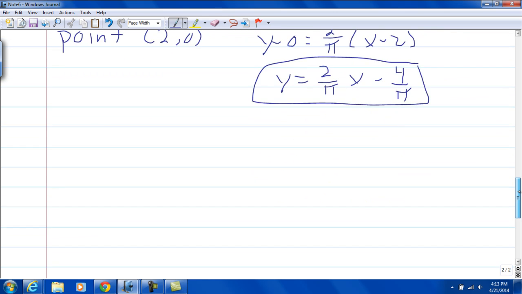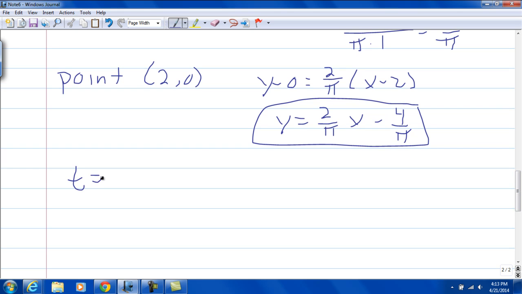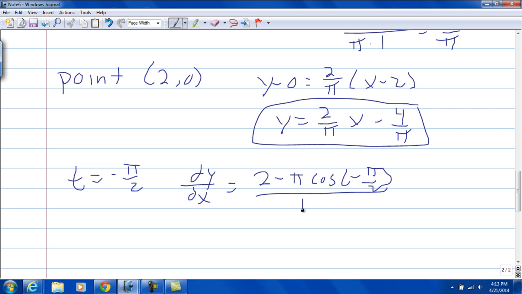Now in the second part, we're looking at t being negative pi over 2. So our dy/dx is going to be 2 minus pi times cosine of negative pi over 2 over pi times sine of negative pi over 2. And that's going to be 2 minus 0 then over pi times negative 1. So that's going to be negative 2 over pi.